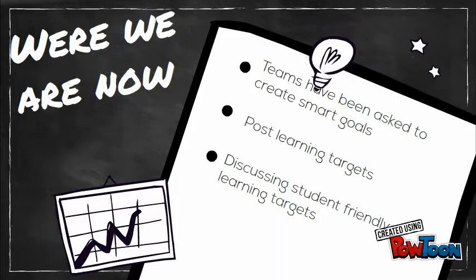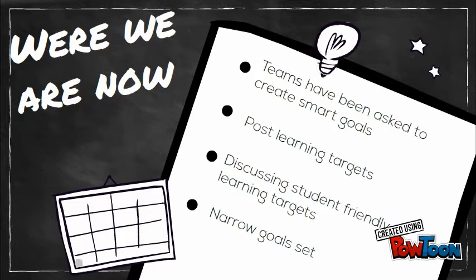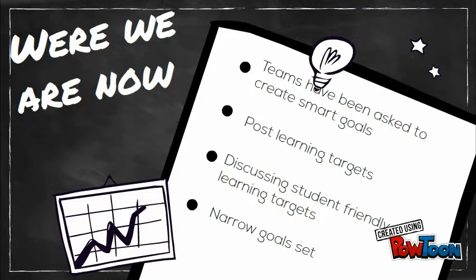Students are not able to articulate these learning targets and describe where they are on their learning journey and what will come next for them in their learning. Some staff members have set narrow goals that can be accomplished. However, when that happens, students are learning less.